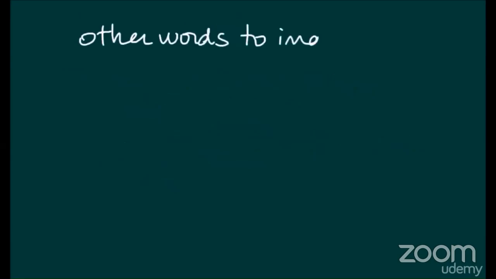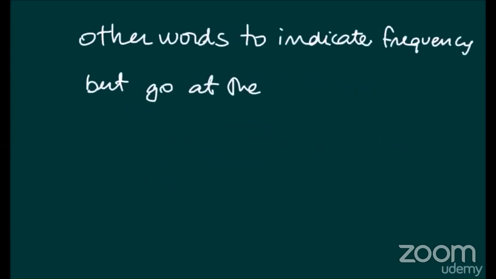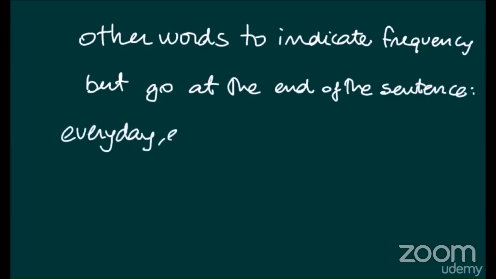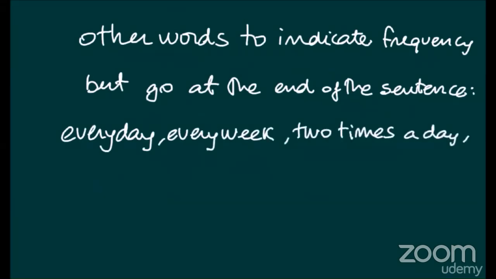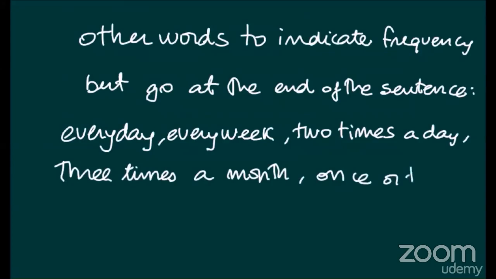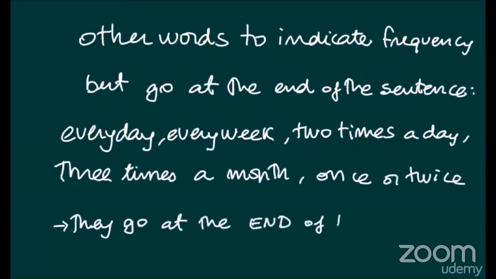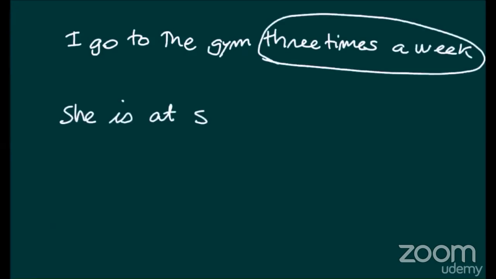There are other words to indicate frequency, but they go at the end of the sentence. Some examples are every day, every week, 2 times a day, 3 times a month, once, or twice. Remember, they tell us a frequency, but they go at the end of the sentence and not before or after the verb. Let's see some examples. I go to the gym 3 times a week. She is at school every day.